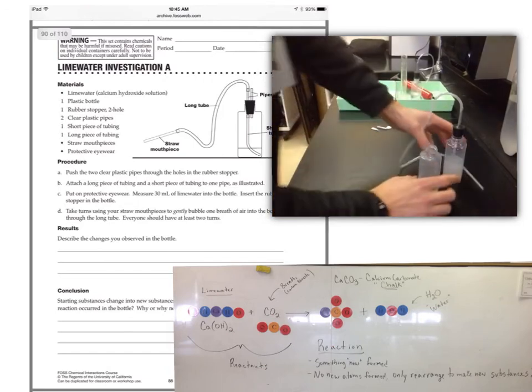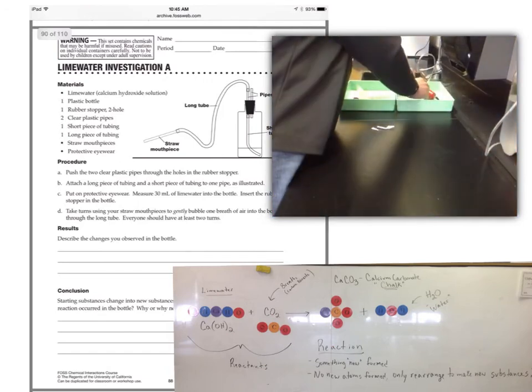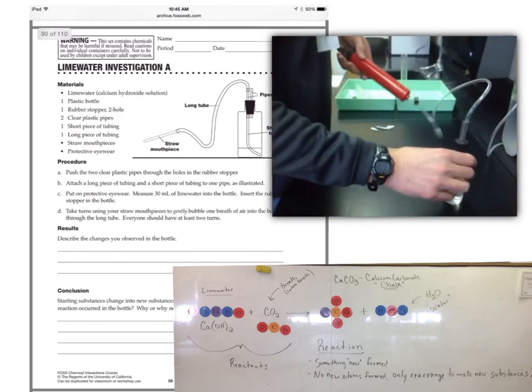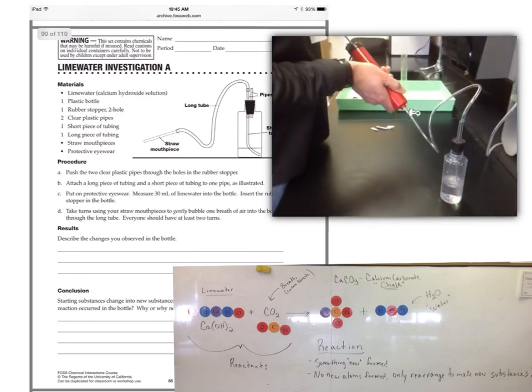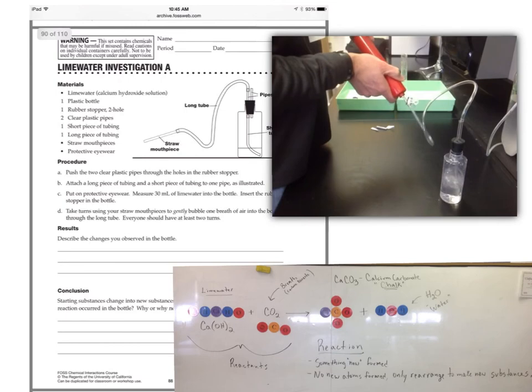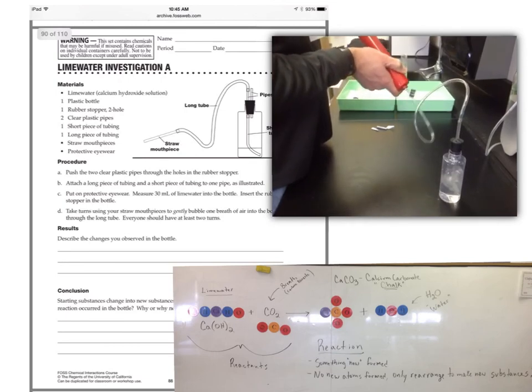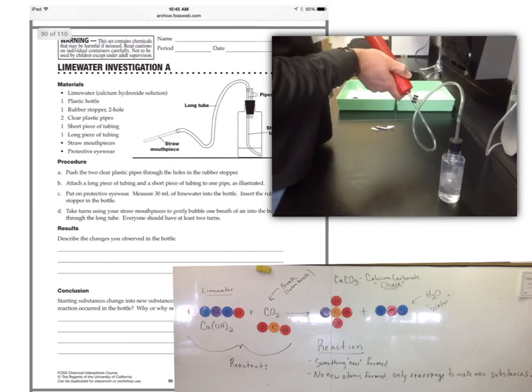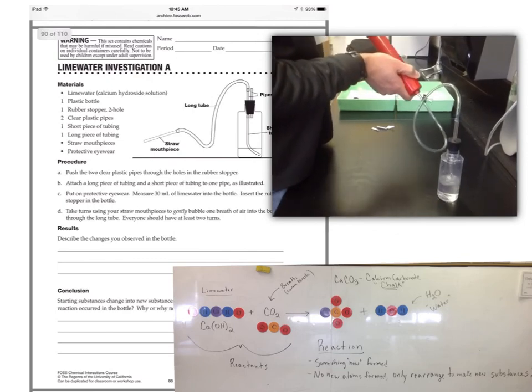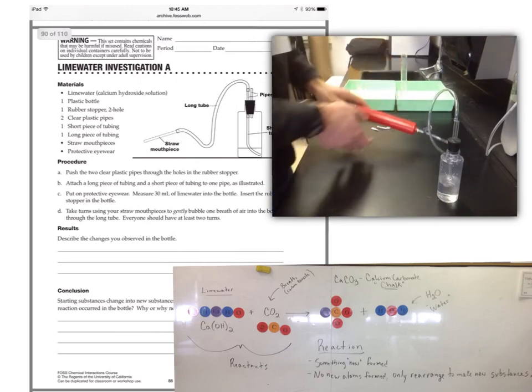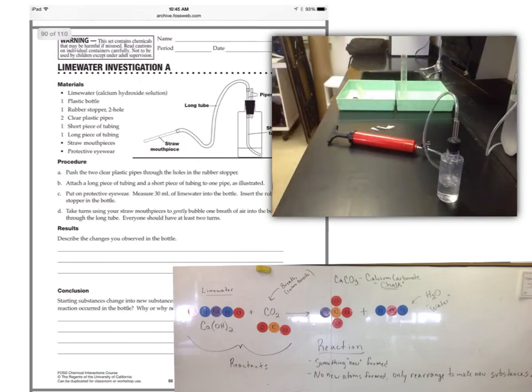Now, also in this activity, I have calcium hydroxide in here, and I can pump in oxygen, so calcium hydroxide plus oxygen, and you can see that there's no cloudiness occurring in the water. And I can do this all day long, and we will not have a reaction. And I'll talk about that on the next slide.